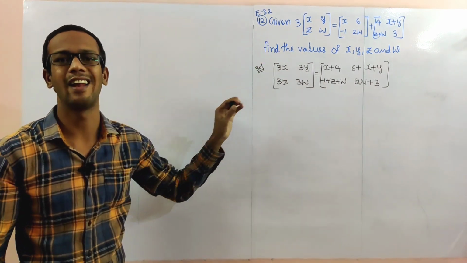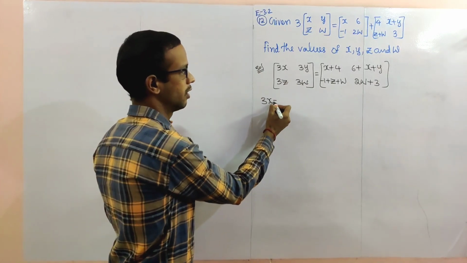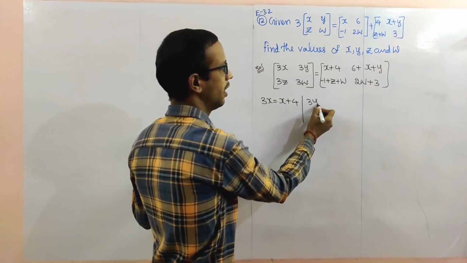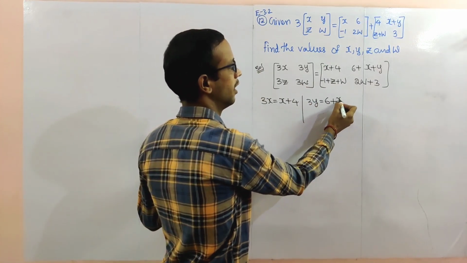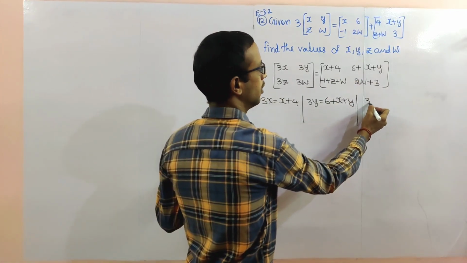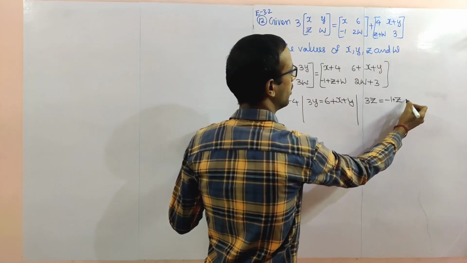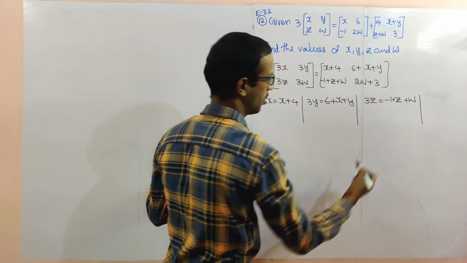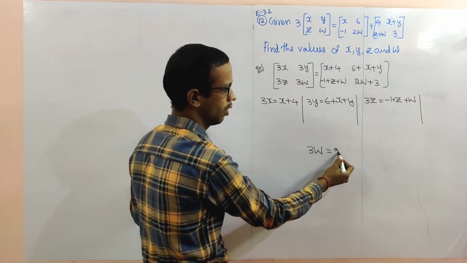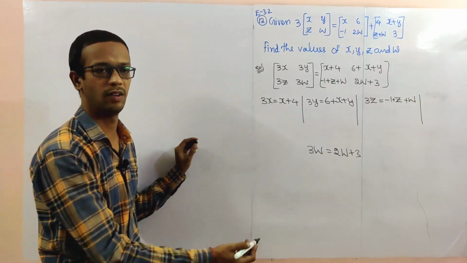Here scalar multiplication. Next, corresponding elements are equal, so 3x is equal to x plus 4. Next 3y is equal to 6 plus x plus y. Another equation. Next 3z is equal to minus 1 plus z plus w. Another equation. And last one 3w is equal to 2w plus 3. So now we have to make the simplification.